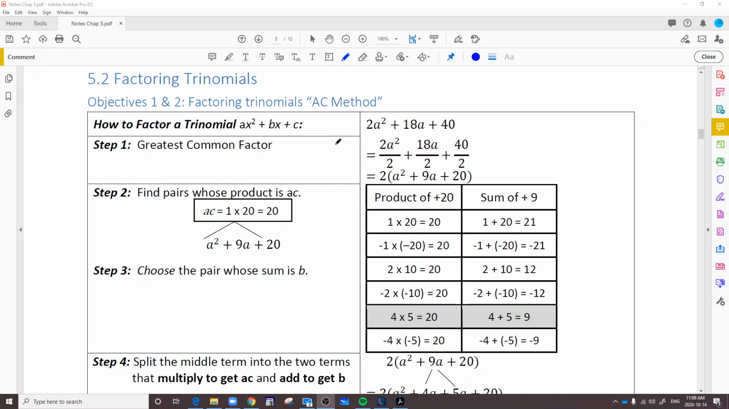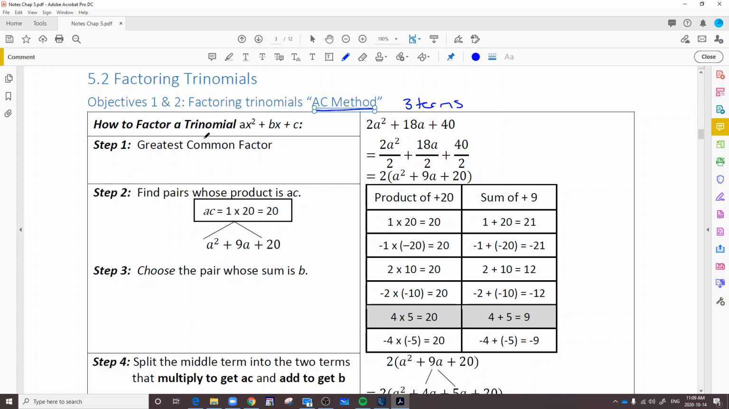5.2, we're going to move on to the third type of factoring. So far we've had greatest common factoring that you do all the time, factoring by grouping that you do when there's 4 terms, and now we're moving on to factoring trinomials using what's called the AC method. So this is used when there are 3 terms in the polynomial.